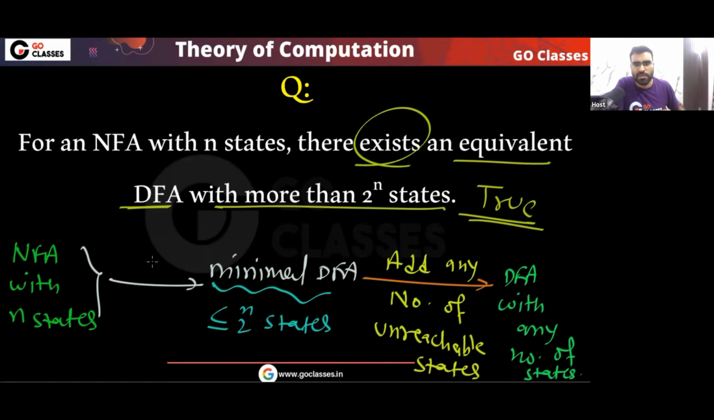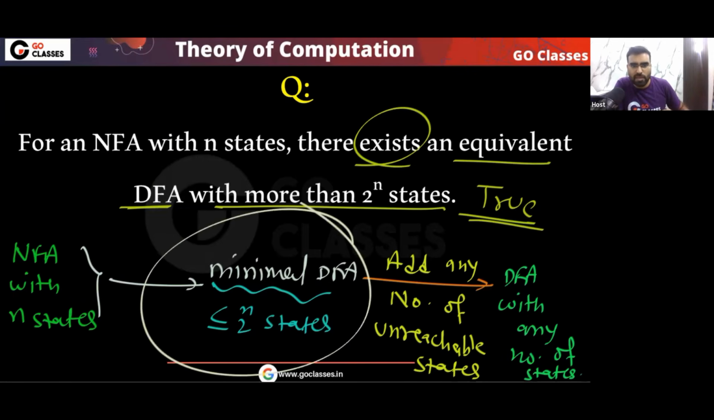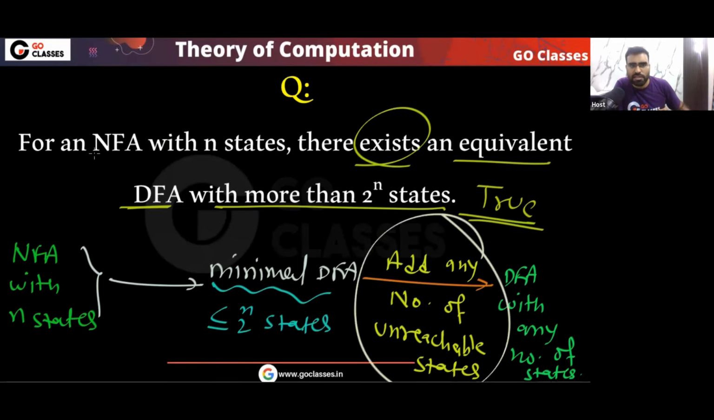Is this point clear? Please tell me, did you understand? Very simple. This NFA you can convert into a minimal DFA. The minimal DFA will have at most 2 power n states. Now you can add any number of unreachable states and you can get a DFA with any number of states. Agree? So you can get a DFA with more than 2 power n states. Yes, that is true.